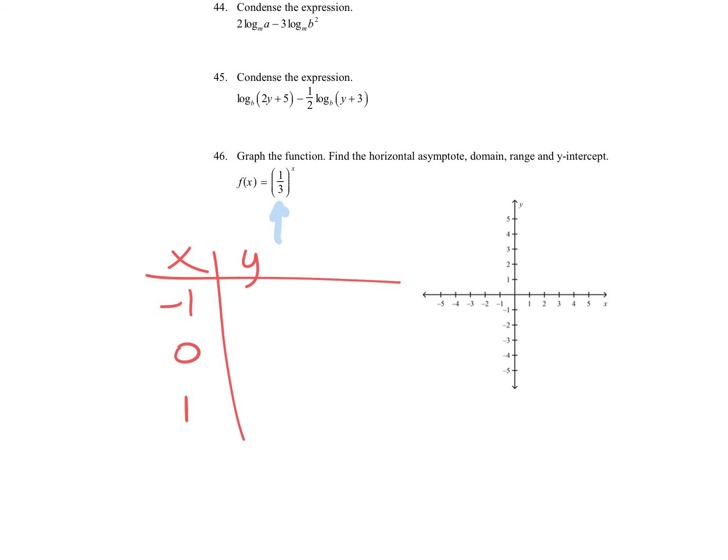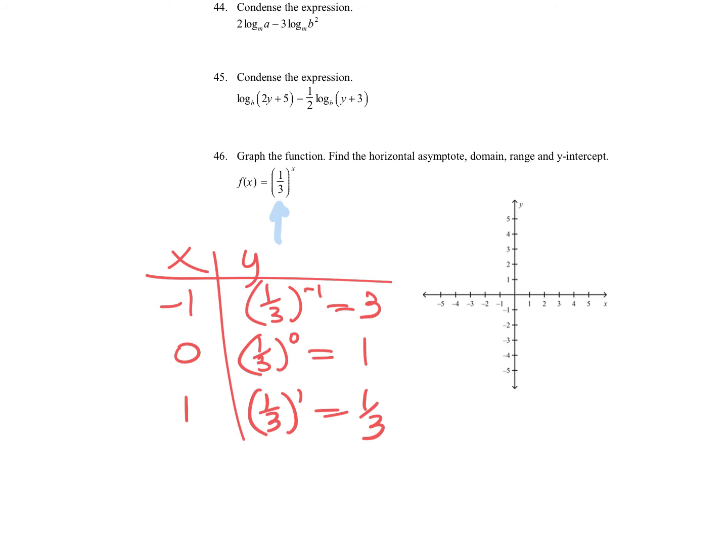But like, for example, on this one, if you plug in 1/3 and then raise it to the -1 power, think reciprocal, this flips and it becomes +3. Remember, anything to the 0 power is 1, and then 1/3 to the first is just 1/3. So we're going to go ahead and graph these. So -1, 3, then 0, 1, and then 1, 1/3. Notice I've got an asymptote here.